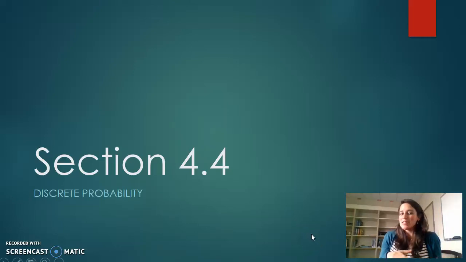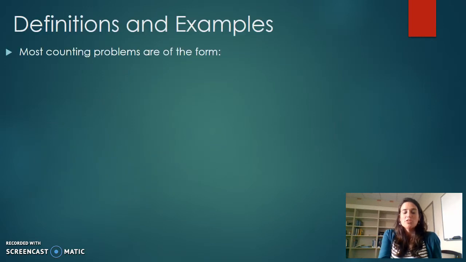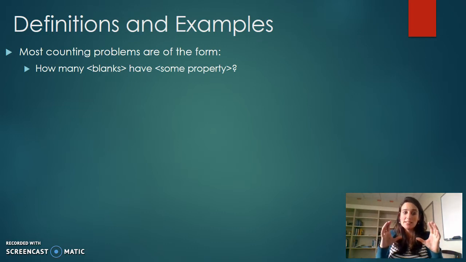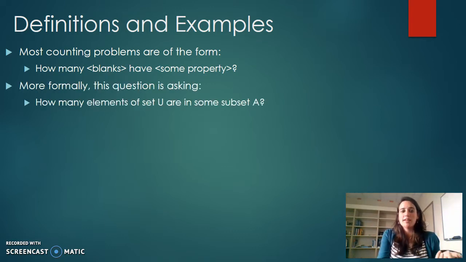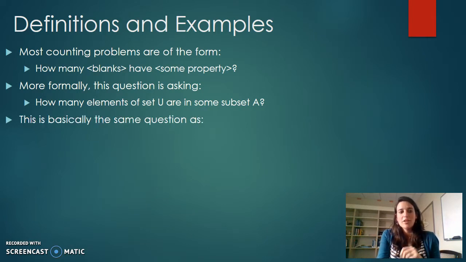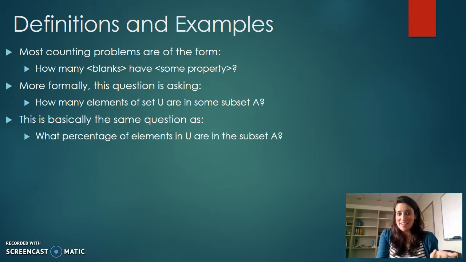Section 4.4 is about discrete probability. So most counting problems are of the form, how many blanks have blank property? More formally, this question is asking, how many elements of set U are in some subset A? Which is basically the same question as what percentage of elements in U are in the subset A?